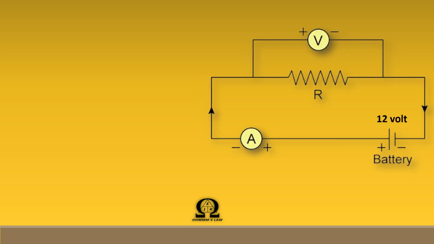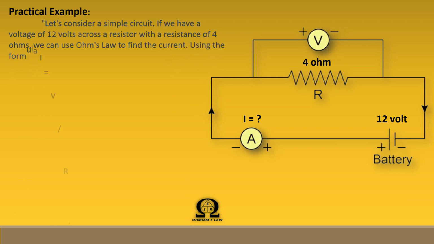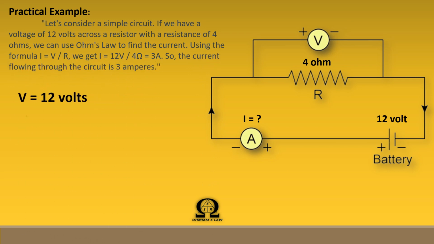Let's consider a simple circuit. If we have a voltage of 12 volts across a resistor with a resistance of 4 ohms, we can use Ohm's law to find the current. Using the formula I equals V/R, we get I equals 12 V/4 ohms equals 3 A. So, the current flowing through the circuit is 3 amperes.